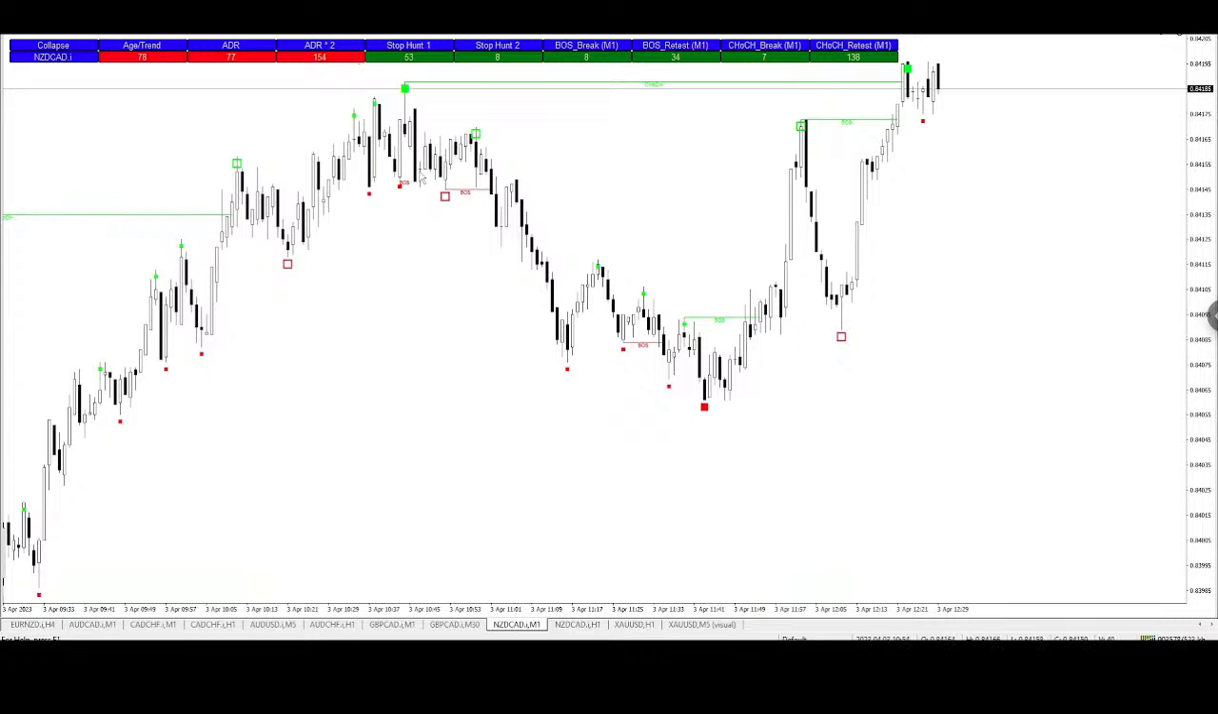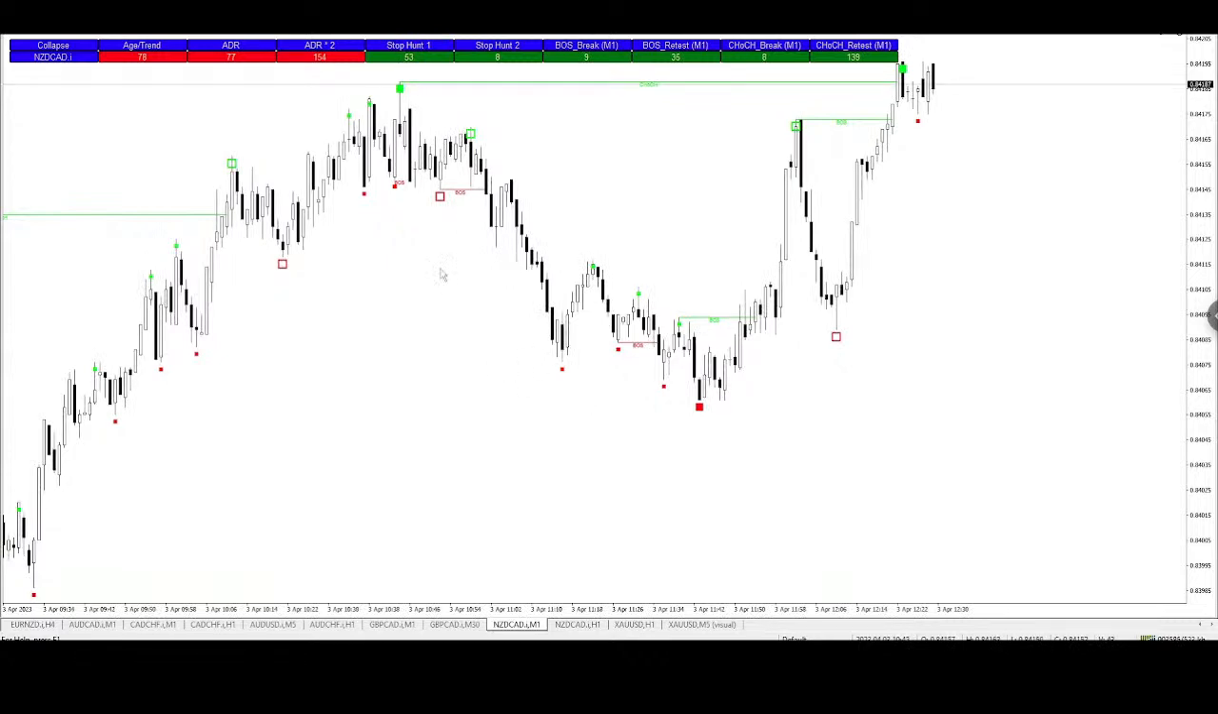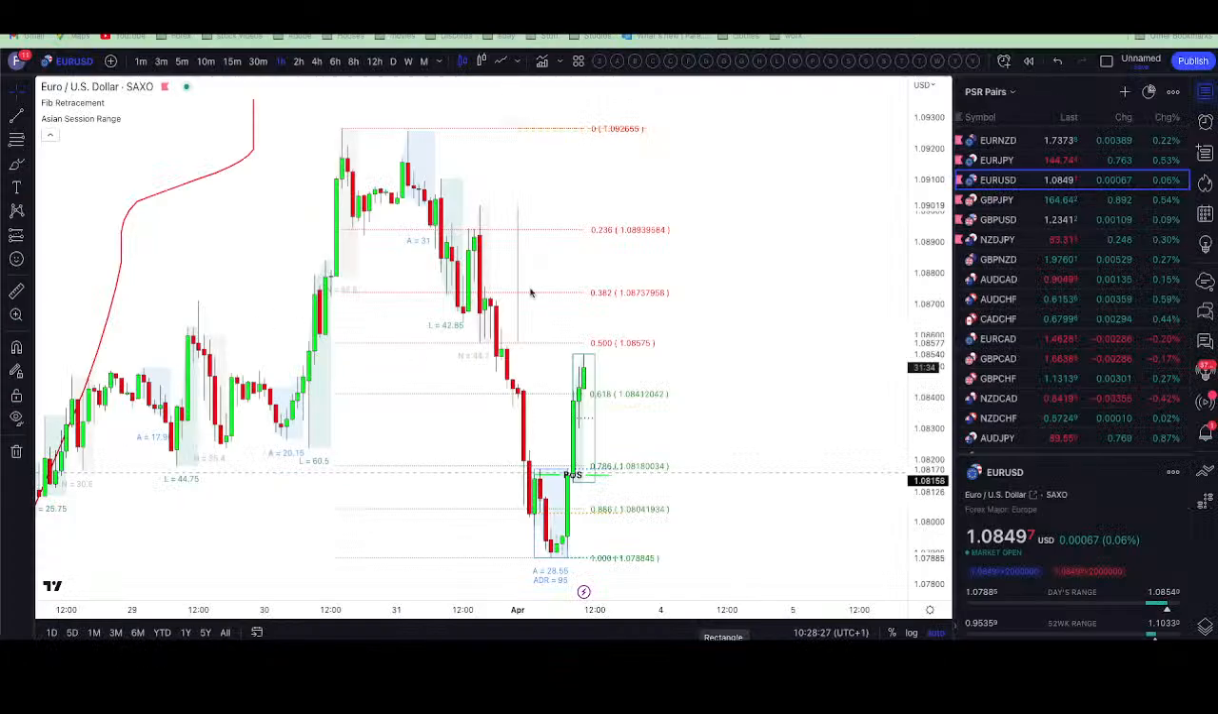Again, I'm just waiting for stop hunt 1. And then as soon as stop hunt 1 is bullish or bearish, I'm just looking for a 1 hour break of structure in the stop hunt 1 direction. And then I'm literally just waiting for a pullback to the fib level for a continuation of a trade. It's really kind of that simple. Hopefully that makes sense for you.